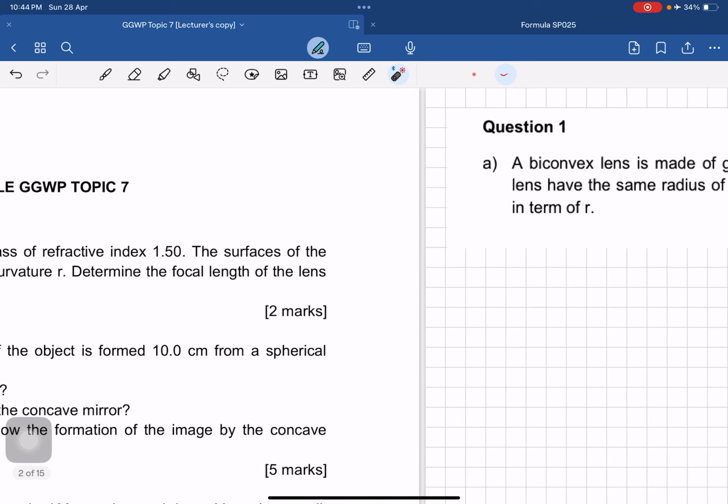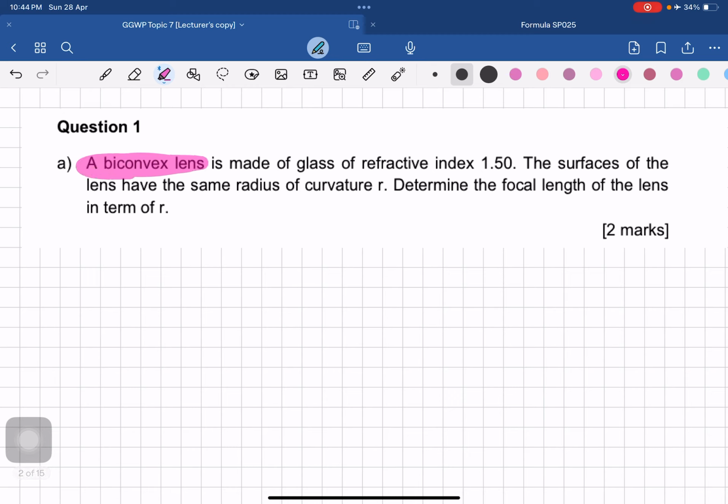We have mentioned here a biconvex lens made of glass of refractive index 1.5. So that is the material's refractive index. These surfaces have the same radius of curvature. Now we have to determine the focal length of the lens in terms of R.